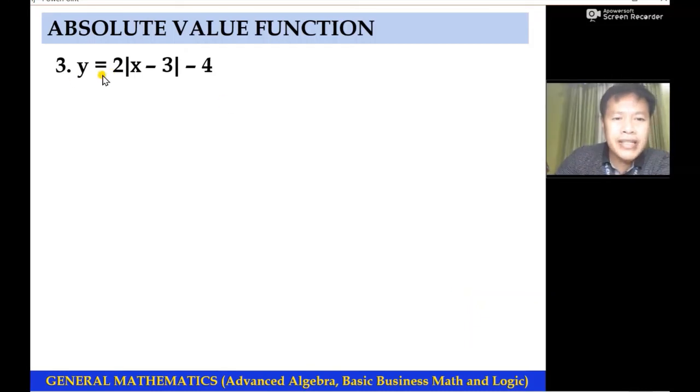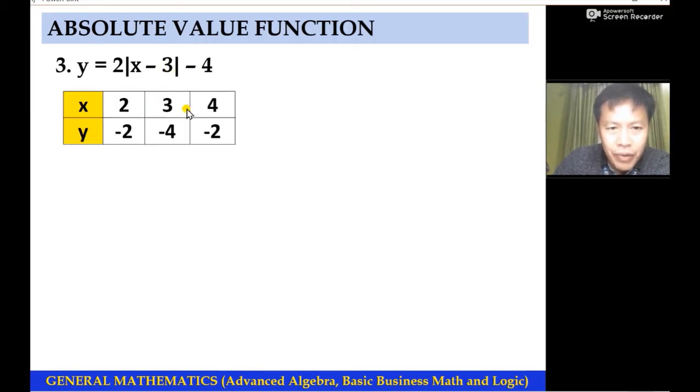Number 3, y is equal to 2 absolute value of x minus 3 absolute value minus 4. What is the vertex? 3 and negative 4. Therefore, that must be put in the center. Take note, if you're going to graph absolute value function, you don't need 5 points. 3 points only because this is a line, this is also a line, or ray. Take note, ray is a kind of a line. Half line is a kind of a ray. Therefore, half line is also a line.